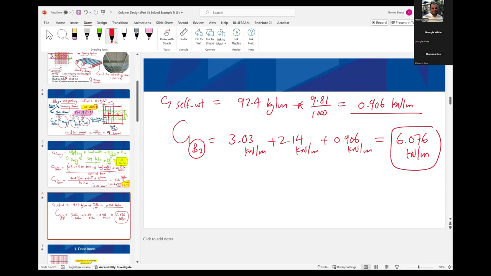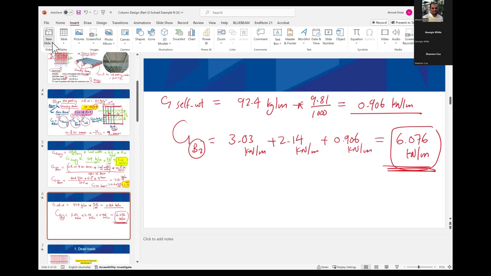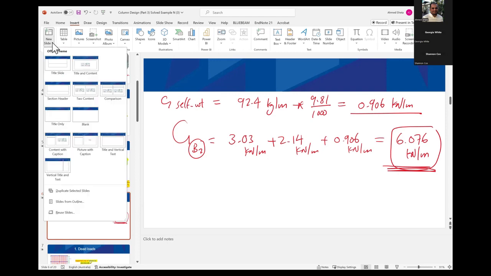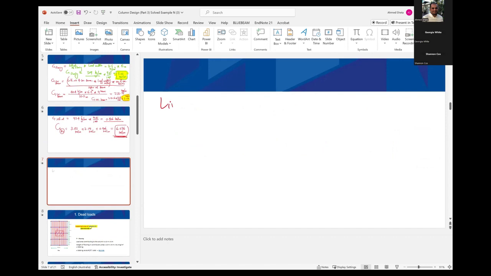Okay, so now we have finished the dead load. And how about the live load? So this is our final dead load, and next will be the live load. Do you have an idea what is the live load on B2? The live load in B2 depends on the flooring or the floor use. What is the floor use?